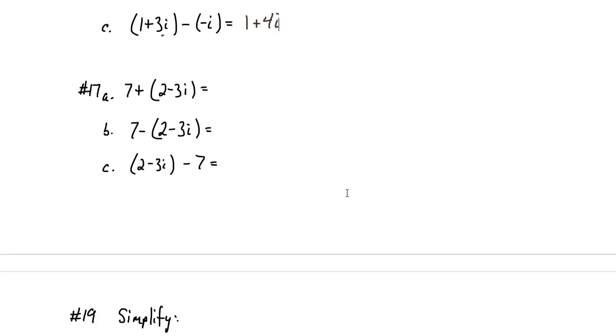Number 17, same idea. 7 plus 2 makes 9, and then -3i. Next one, 7 minus 2 is 5, and then we have a negative of -3i. That's plus 3i. Question C, 2 minus the 7 is -5, and then there's a -3i. This is combining like terms.